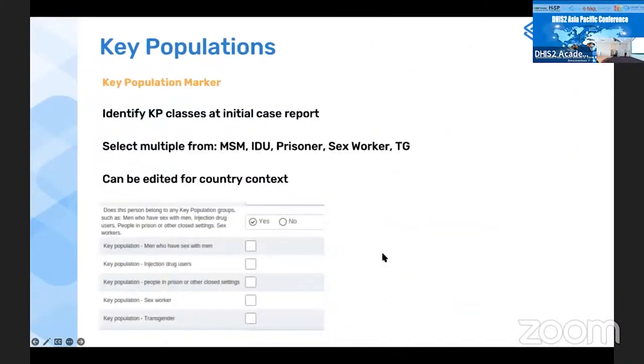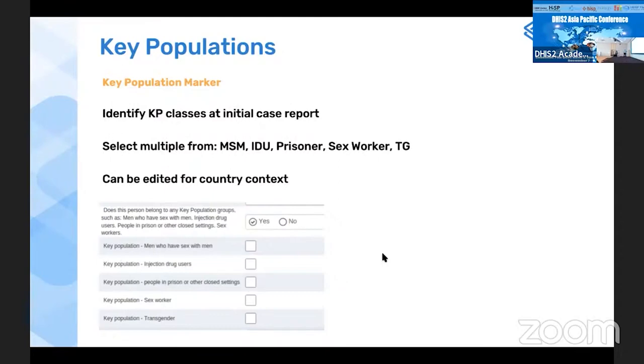In terms of the key population markers, while filing the initial case report, you can identify the key population for the patient. And sometimes you see that a patient may belong to more than one category. It may be MSM or maybe a person injecting drugs. So you could identify the key population markers where the person belongs to and do multiple selections.